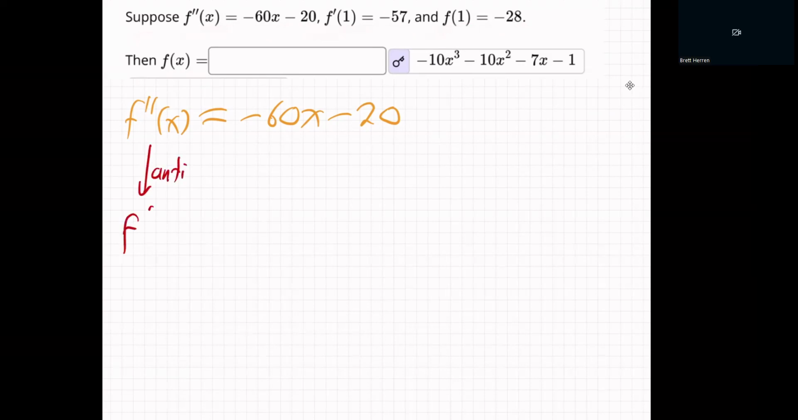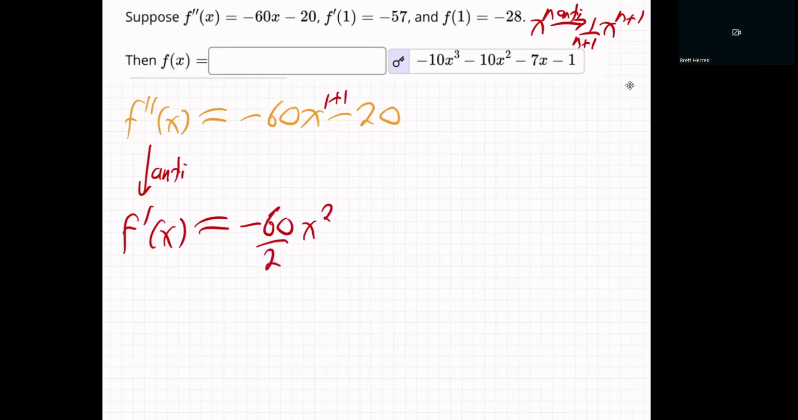So antiderivative will go to a single prime. Okay, what's the antiderivative rule? You have x to the n, antiderivative. You add 1 to the power, the opposite of the derivative, and divide by that. So this is a 1 power, and put the minus 60 here. I'm going to add 1 to the power, x squared, and divide by that.